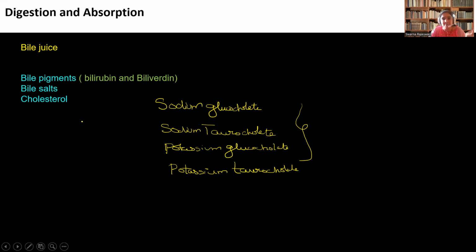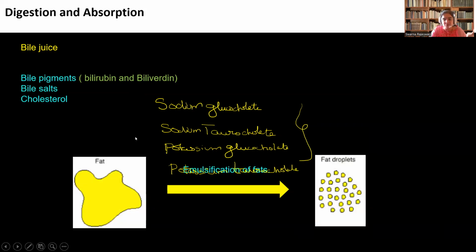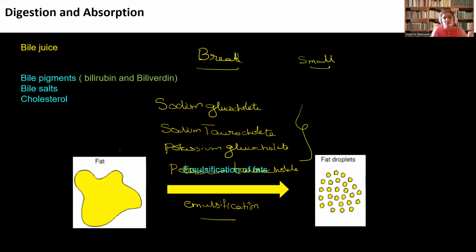So what do these bile pigments and bile salts do? They help in emulsification of fats. So what is meant by emulsification? It is the breakdown of large fat molecules into small fat droplets. So the bile salts as well as bile pigments help in the emulsification of the fats, where a large fat molecule is converted into small fat droplets.